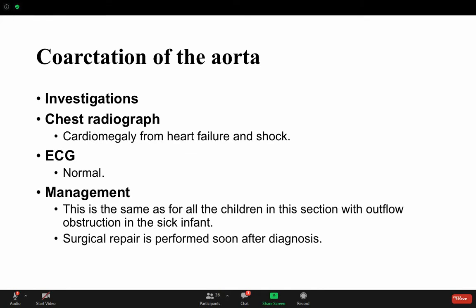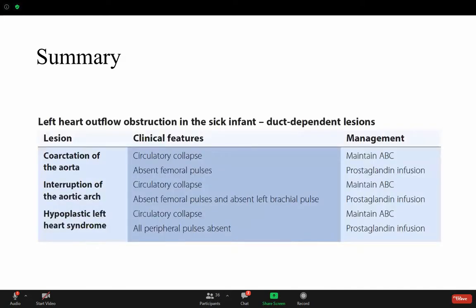الانفستيجيشن اهم شيء بالنسبه لنا الايكو. المانجمنت زي ما قلنا تعطيهم prostaglandin and then surgical repair. فهذا السمري لكل الكوزز اللي بسببون left heart outflow obstruction in a sick infant. ما يحتاج تعرفون interruption of the aortic arch، ما يحتاج تعرفون hypoplastic left heart syndrome. What you need to know is the coarctation of the aorta. بس كلها نفس البرزنتيشن، نفس المانجمنت.